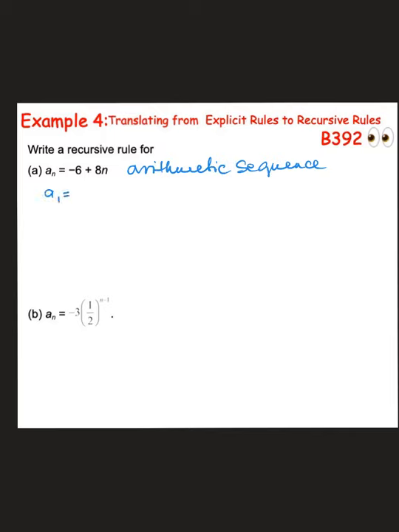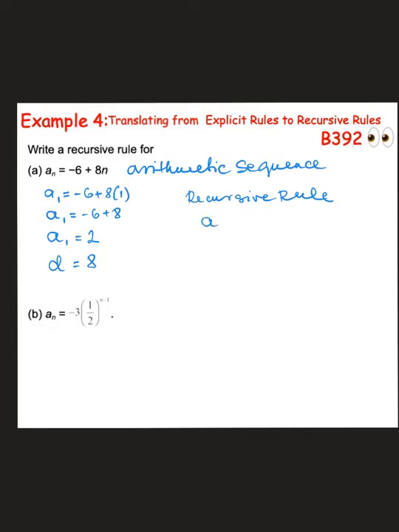So I substitute 1 for n, so negative 6 plus 8 times 1. So the first term is going to be negative 6 plus 8. The first term is going to be 2. So now I need to write the recursive rule. So I know that the first term is 2 and the common difference is going to be 8. That's our rate of change.